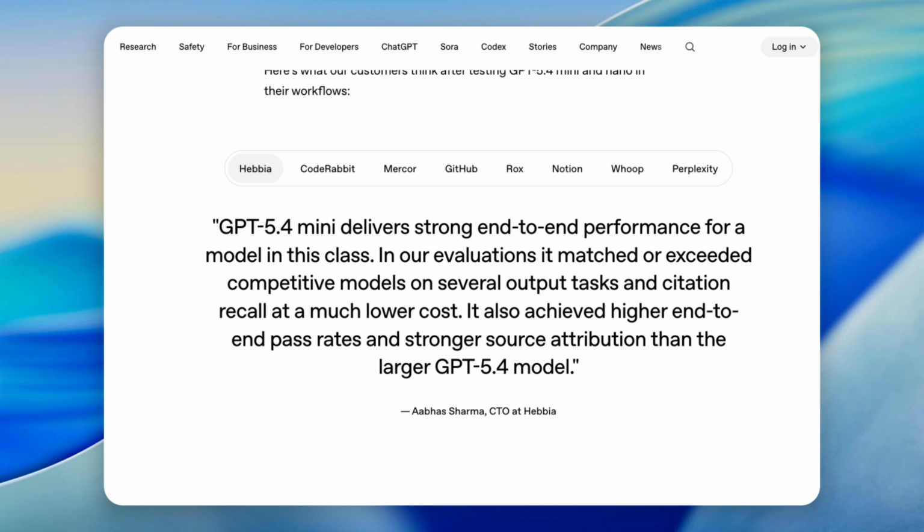The blog also includes some early feedback from enterprise customers who tested both models. Hebbia, which builds AI tools for finance, law, and research document analysis, said GPT 5.4 Mini matched or outperformed competitive models on output quality and citation recall at a lower cost, and they actually saw higher end-to-end pass rates and stronger source attribution than they got from the larger GPT 5.4 in similar workflows, which is kind of insane. A company specifically saying Mini outperformed the full model on their own use case.